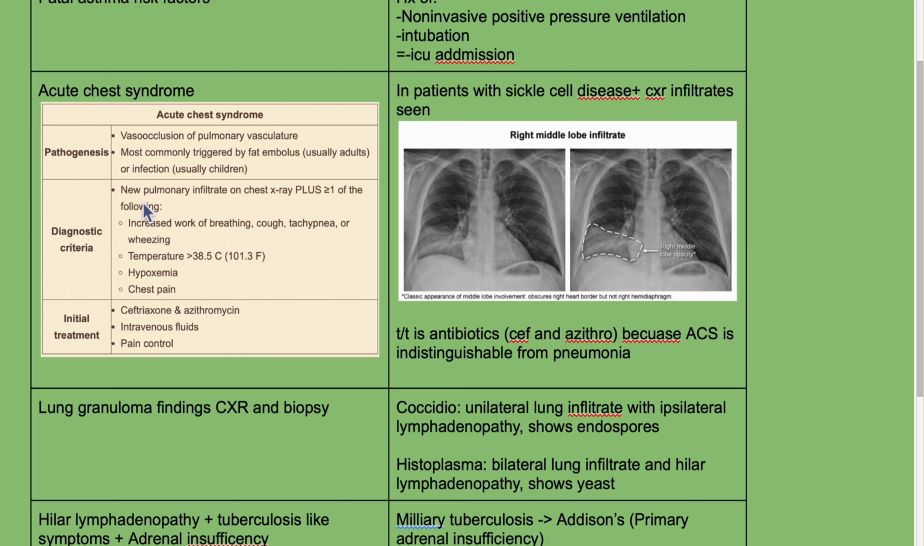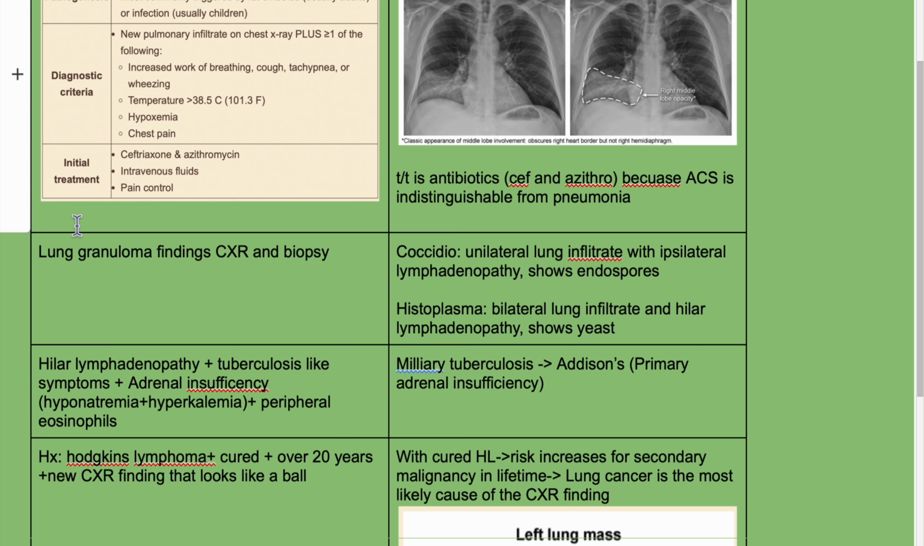Diagnostic criteria here is a new pulmonary infiltrate on chest x-ray plus one or more of the following: increased work of breathing, cough, tachypnea, or wheezing; temperature more than 38.5 degrees Celsius or 101.3; hypoxemia and chest pain. Initial treatment is ceftriaxone and azithromycin, so that's a beta-lactam and a macrolide, plus intravenous fluid and pain control.